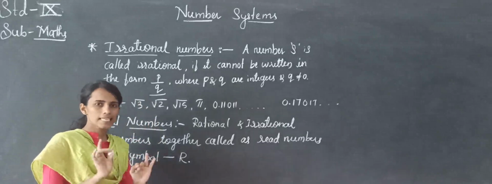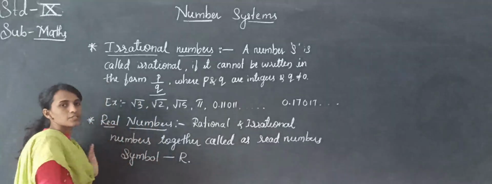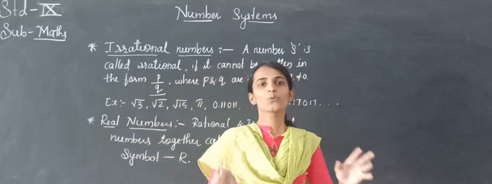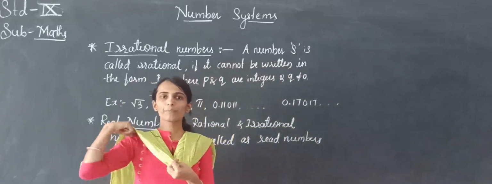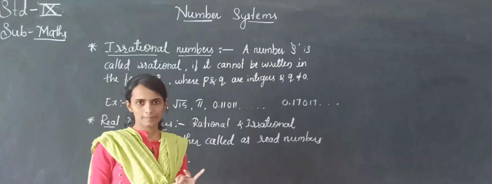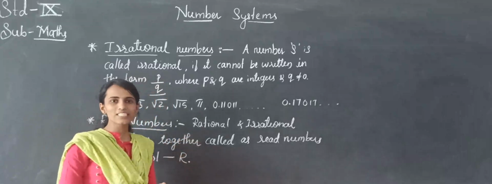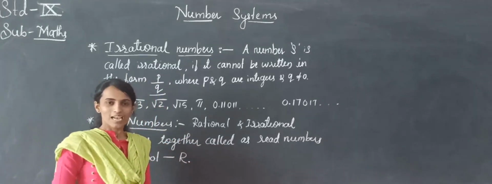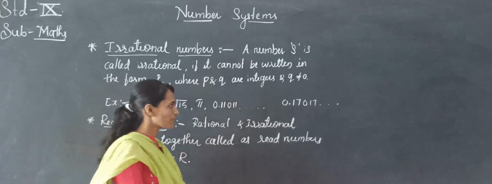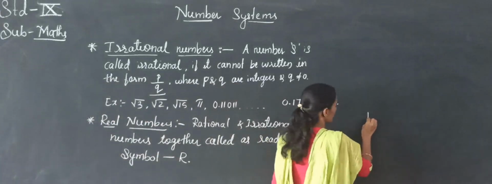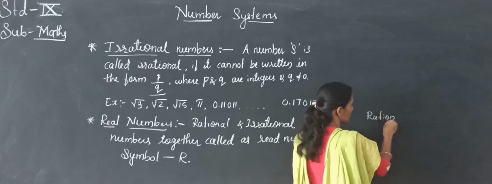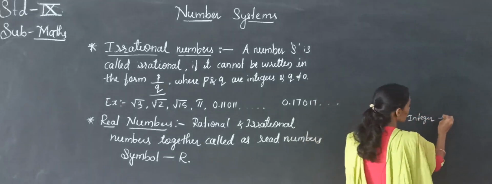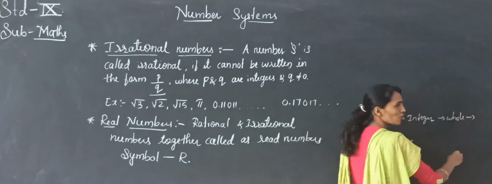Got it? Rational and irrational. After that, real numbers. What are the real numbers? The collection of rational and irrational numbers together we call the real numbers. Rational numbers include the integers, integers include the whole numbers, and whole numbers include the natural numbers. So if we take rational numbers, they include integers, integers include whole numbers, and whole numbers include natural numbers.